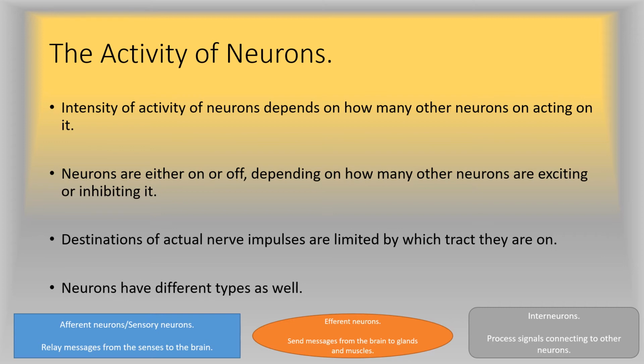Destinations of actual nerve impulses are limited by which track they're on, and we're going to talk about those three at the bottom, because neurons have different types as well. There's afferent neurons, also known as sensory neurons, and these relay messages from the senses to the brain. There's also efferent neurons, which send messages from the brain to glands, like our sweat glands when we're hot, or to muscles. And then there's interneurons, which are responsible mainly for processing signals, connecting to other neurons.